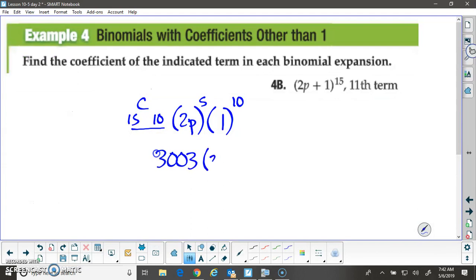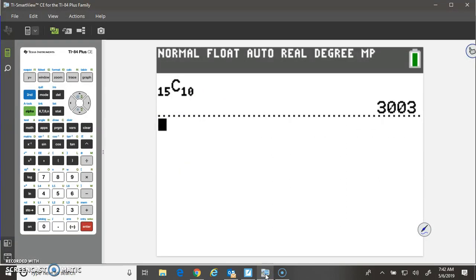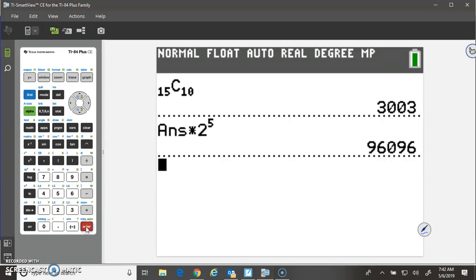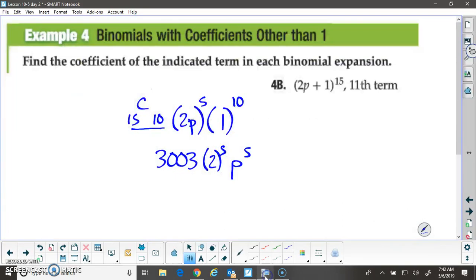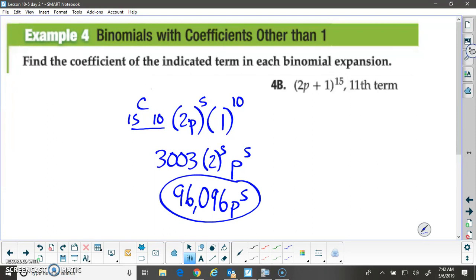But then we'll have to take that times 2 to the 5th, and then we'll have a p to the 5th. So take that 3003 times 2 raised to the 5th power gives us 96,096 p to the 5th.